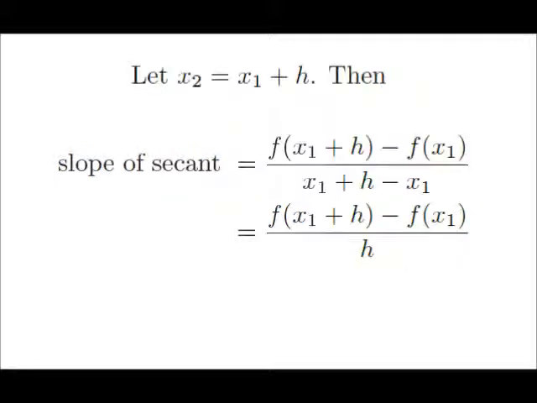We can also imagine that instead of specifying the value of x2 directly, we can say that x2 is a position on the x-axis some distance h to the right of x1. Or in other words, the x-coordinate of the point on the right is x1 plus h, and its y-coordinate is f of x1 plus h. As you can see, the x1's cancel out in the denominator, and the difference equation becomes f of x1 plus h minus f of x1 over h.